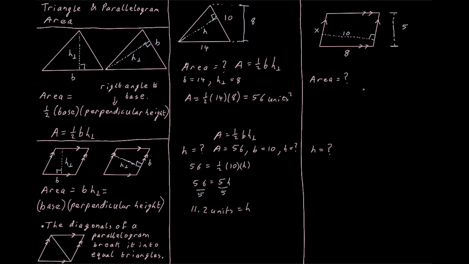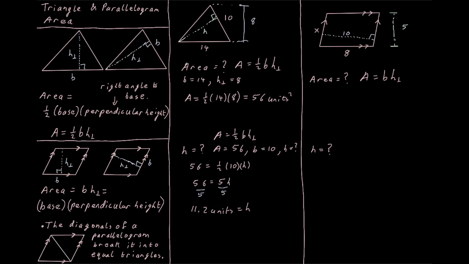Now, what can I do with my parallelogram? Well, I'm immediately asked for the area. So what piece of information would I need for the area of a parallelogram? Well, I know the area is going to be the base times the perpendicular height. And I can see that I have a base of x and a perpendicular height from that base of 10. Well, I don't have enough information there, but I have a base of 8, and from that, I have a perpendicular height of 5.